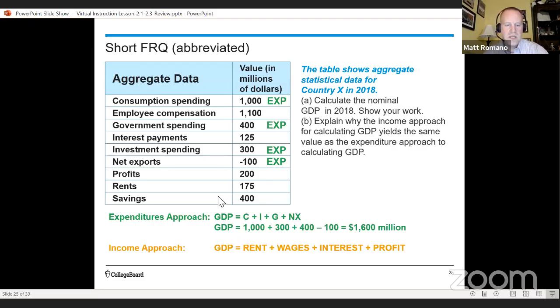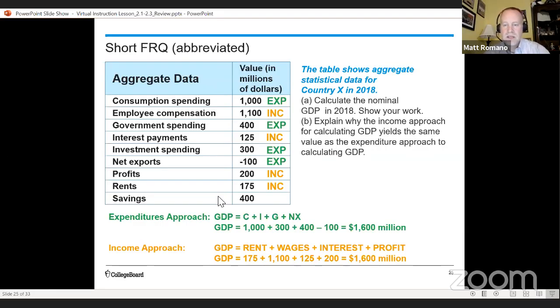But what if we went with the income approach? Rent, wages, interest, and profit. Rent was 175, wages 1,100, interest 125, profits 200. Add those up, and as you should, you get the same answer, $1.6 billion. So either approach would have been acceptable. You didn't have to do both, but you do have to show your work.